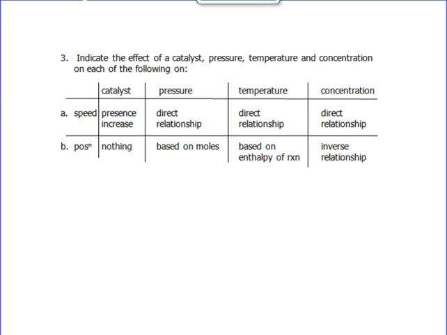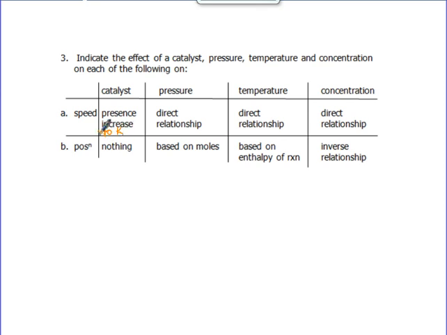All right, number 3 asks you to compare catalyst, pressure, temperature, and concentration against speed and position. And I already have the answers typed in here. So if you have a catalyst, it speeds up a reaction. It changes the speed at which the reaction reaches equilibrium. 2K.